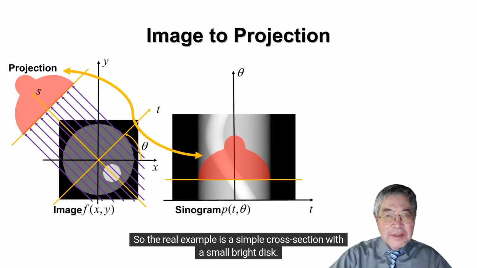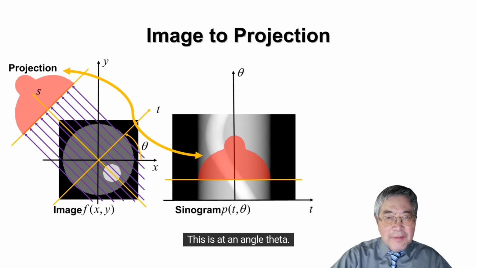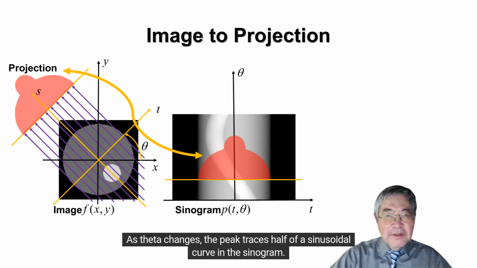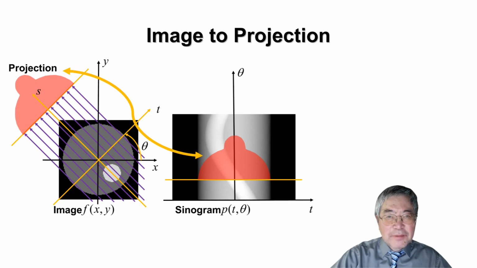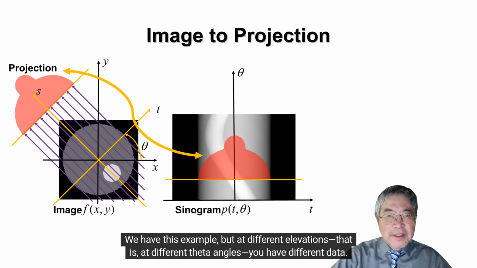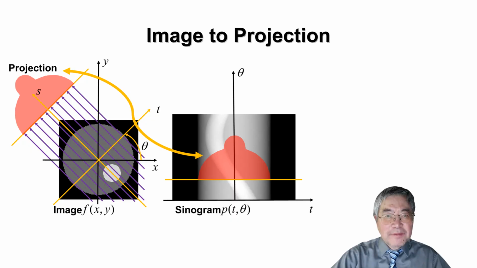So the real example is a simple cross-section with a small bright disk. You do one-dimensional projection data acquisition at an angle theta. You get this profile and you see a peak due to the bright disk. This is at an angle theta. Theta can be changed from 0 degrees to pi. As theta changes, the peak traces half of a sinusoidal curve in the sinogram. For this given view, the projection profile is here. We have this example, but at different elevations, that is at different theta angles, you have different data.